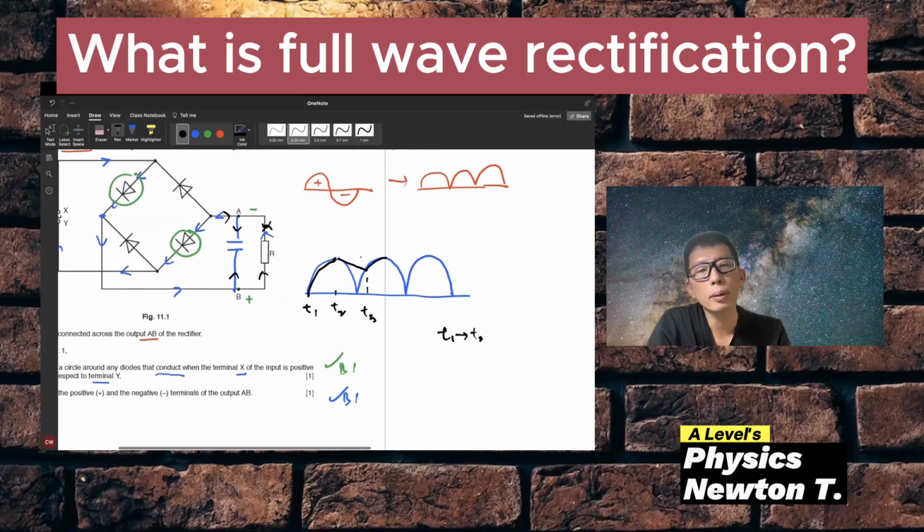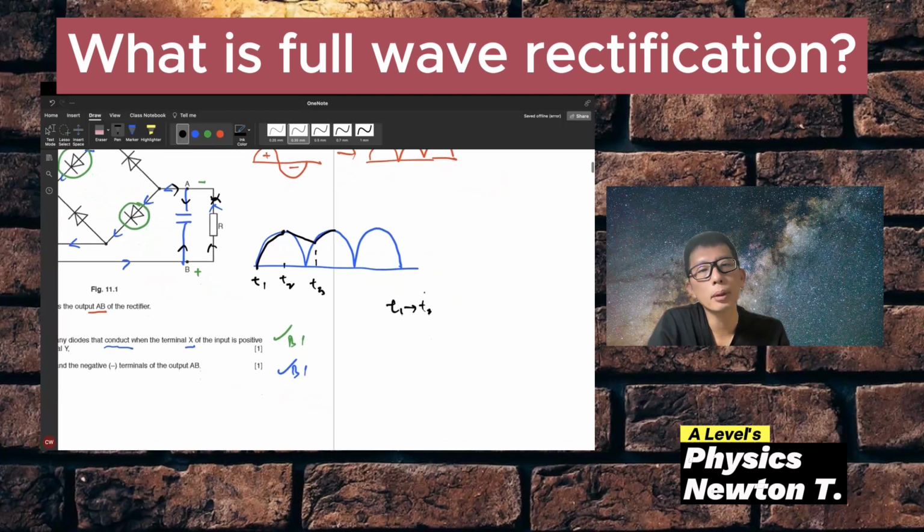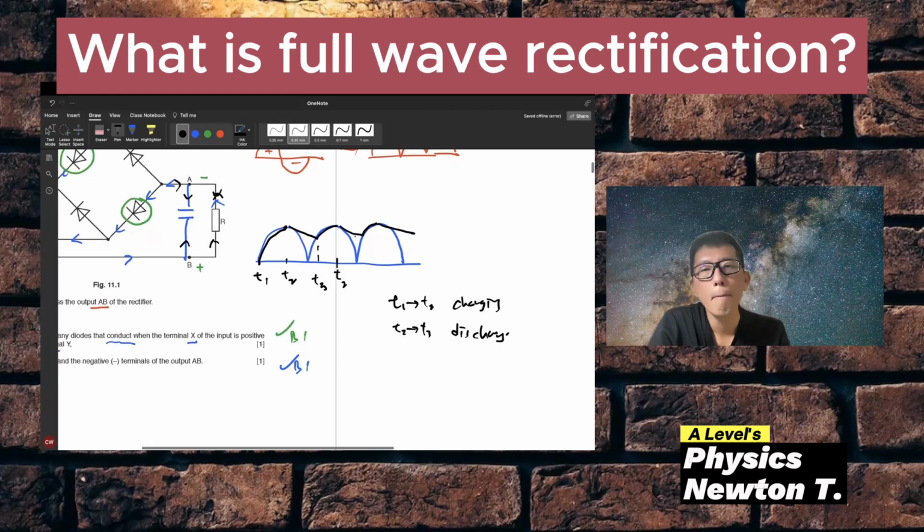After it becomes fully charged, when the potential difference from the source is decreasing, the capacitor will start working. It will start discharging. So there are 2 processes here. T1 to T2 is charging, and T2 to T3 is discharging. And then the process will repeat again. So this is one complete cycle. Then it will go back to the charging process again. Maybe this is T2, and then discharge again, charging, then discharge again. Then the process will repeat.